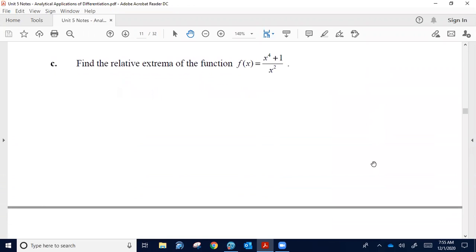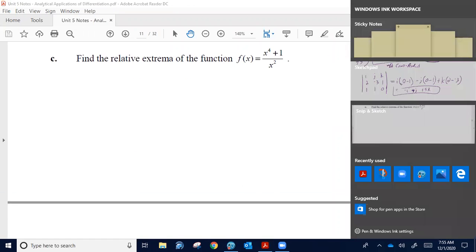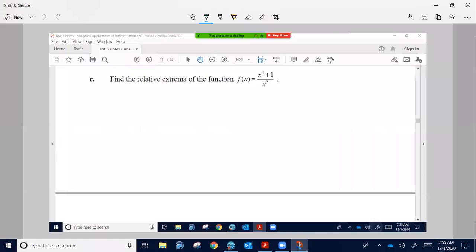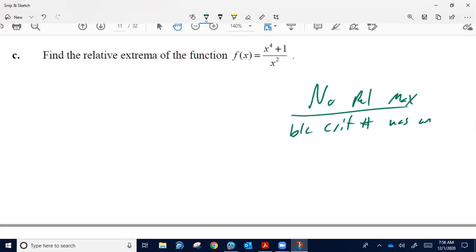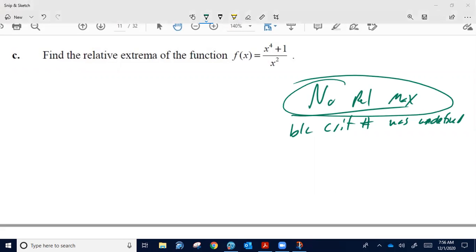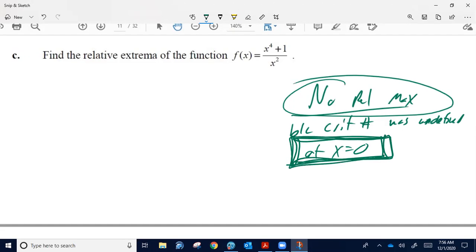Shoot. My bad. Sorry, guys. Now that I see that again, I realize we did make an error. There is no relative max on this. No relative max because that critical number was undefined. So again, no relative max. That's another little tricky thing. We thought there was a relative max at x equals 0. So you can't have a max or a min if you're undefined. And that's what's occurring. No relative max at x equals 0.